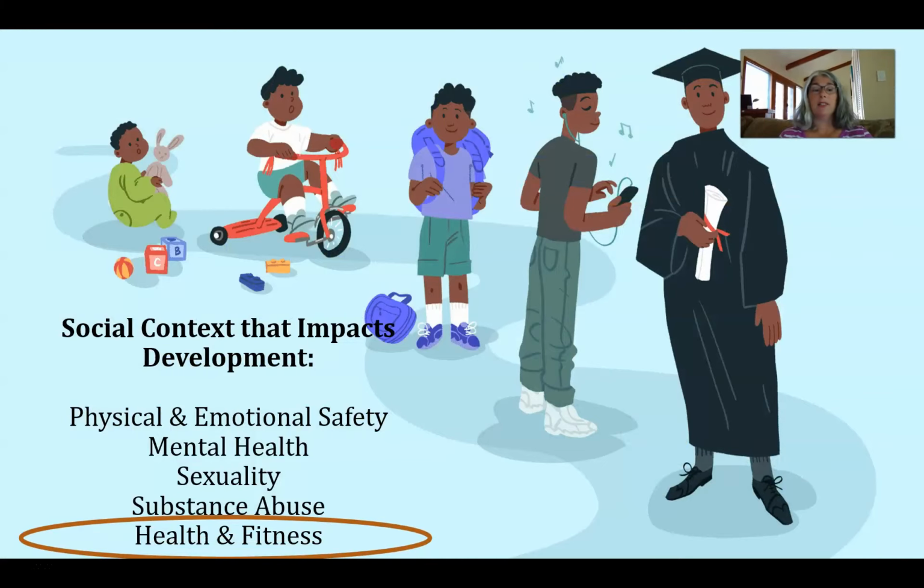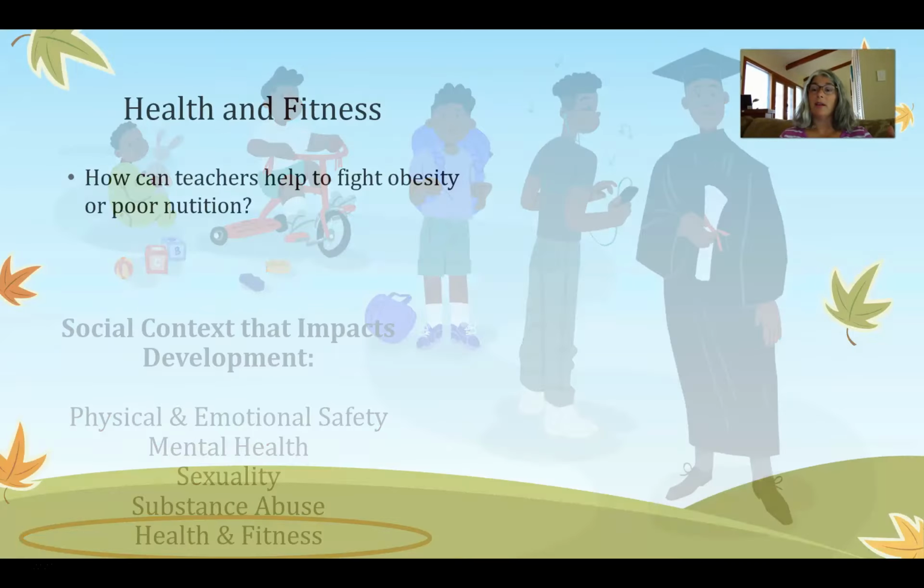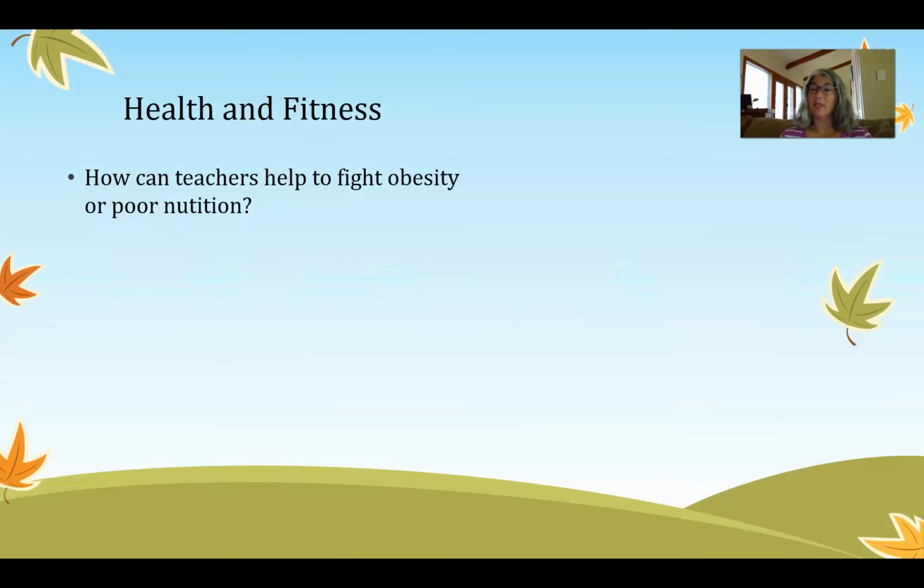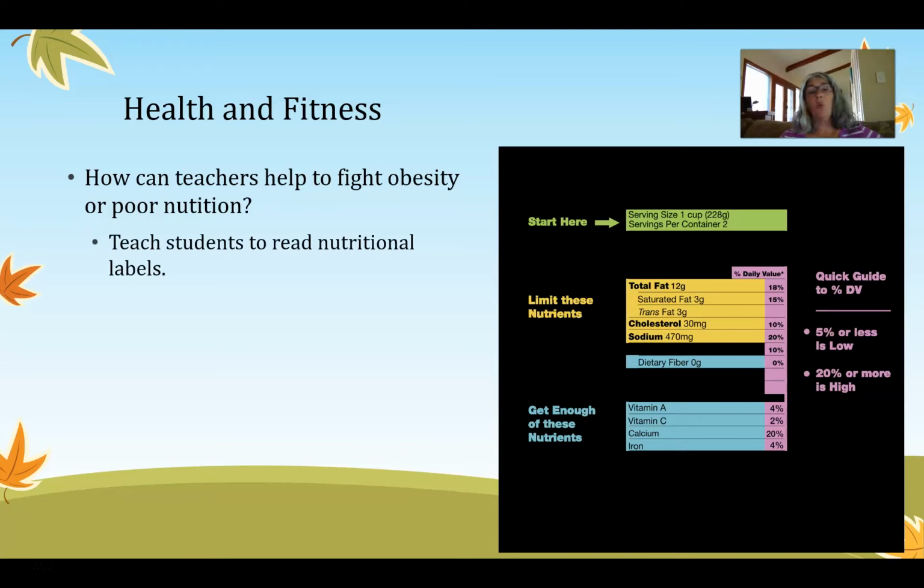The last one on our list in terms of how social context can in fact impact your students' development is health and fitness. One of the biggest areas is trying to fight childhood obesity and trying to in some way improve the nutrition that your students are receiving. One big thing that teachers can do is teach students how to read nutritional labels. You can also relate this to a math or science lesson by looking at percentages, fractions, and all kinds of things. So you can incorporate this into an actual lesson instead of just leaving this up to your health teacher.